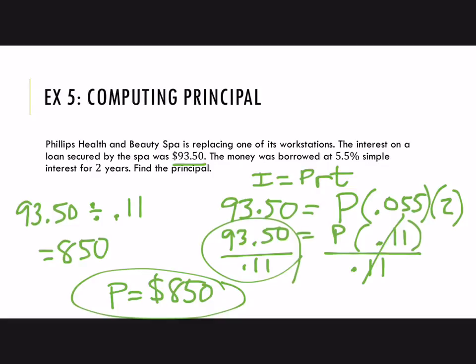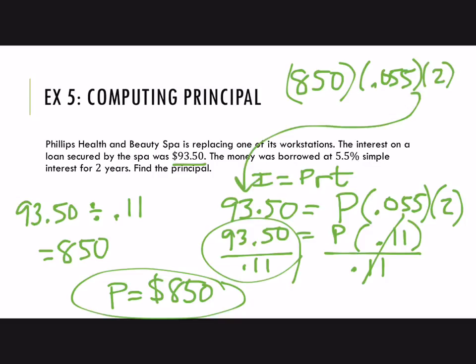If the principal was, let's say, $100,000, 5.5% is a good chunk of that money, right? Times 2 for the 2 years. So you wouldn't expect to have such a small interest fee like $93.50 if you borrowed a really large amount of money. Okay. Now another thing you can do is just go through and calculate PRT, and make sure you still get the interest that was given. That's another way to check. So 850 times 0.055 times 2, make sure that that does equal $93.50.